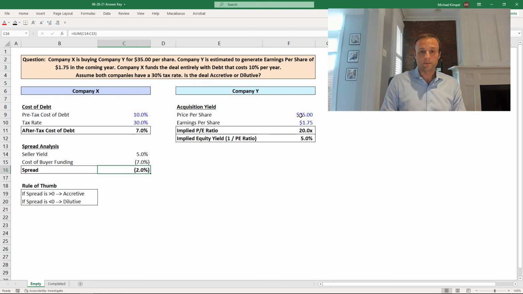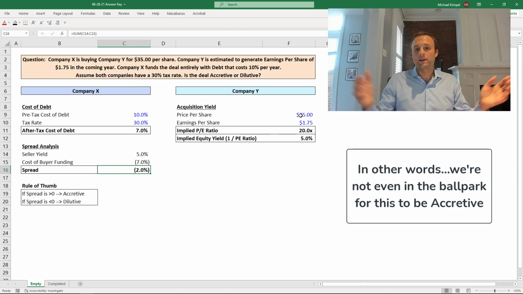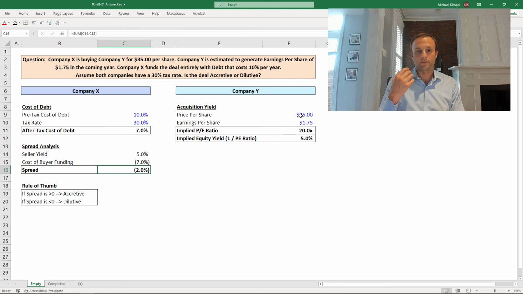Now, I said in the beginning that there was a way to kind of shortcut this. When I look at this question, I say, okay, very quickly, it's a 20 times PE, so it's a 5% return on my capital, and the pre-tax cost of debt is 10%. Well, if I'm generating 5 and my financing is at 10, there's no way, you don't have to go through the after-tax cost of debt, there's no way this is going to be an accretive deal. So you could very quickly say, after doing your PE math, that on the surface, this is not going to be an accretive deal, and in fact will be dilutive.